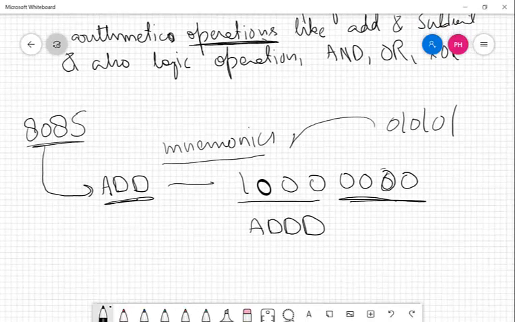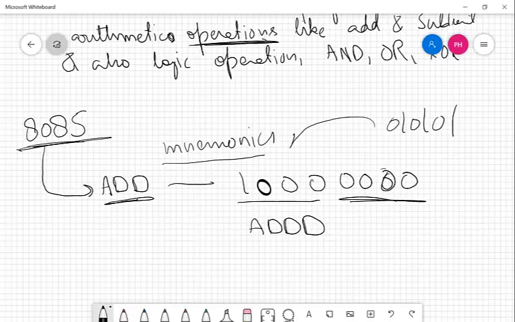So I think that's it for today's lecture. Our next lecture will formally introduce the 8085 microprocessor, and we might start with its programming model. What exactly is a programming model? We'll discuss that in the next lecture.